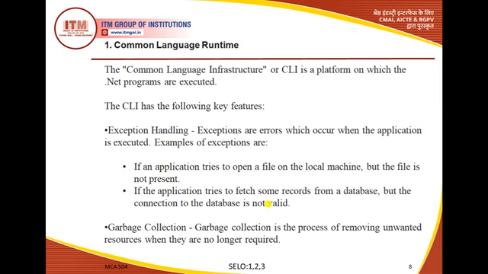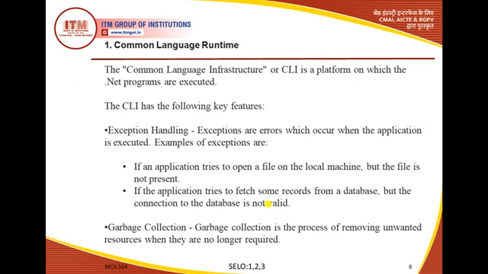Common language runtime is also called the common language infrastructure. It is a platform on which the .NET programs are executed. Whatever programs are executed are made to be executed on the common language infrastructure. Next, CLI has the following key features. We call it CLI because it provides an infrastructure for running different .NET programs written in different languages. The first key feature which this runtime engine provides is exception handling.